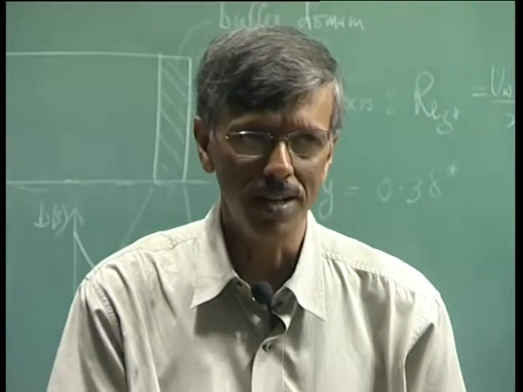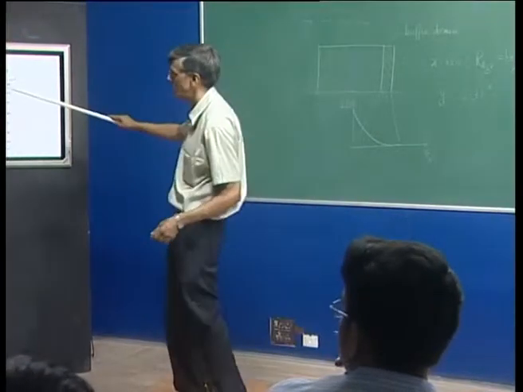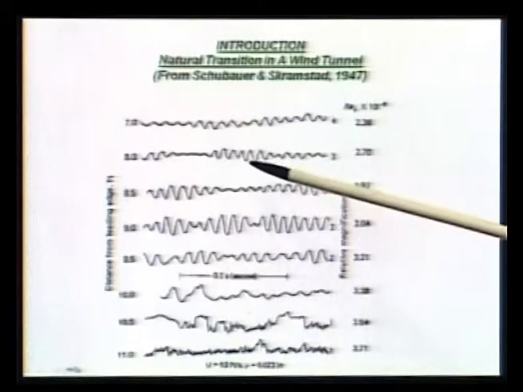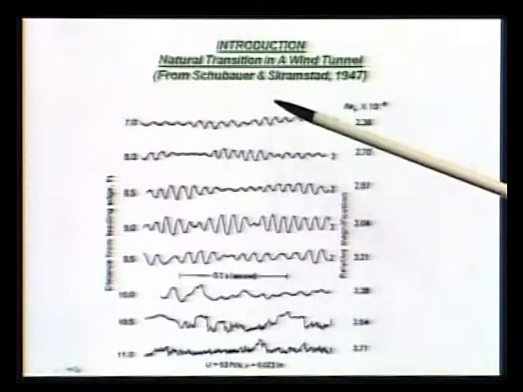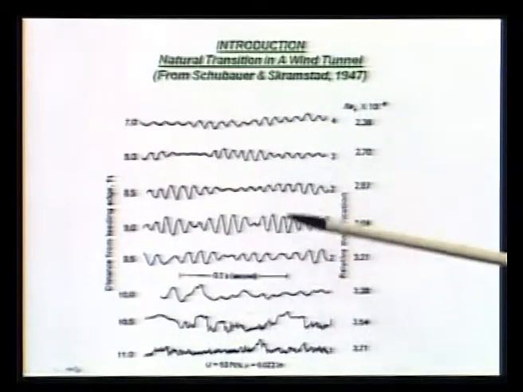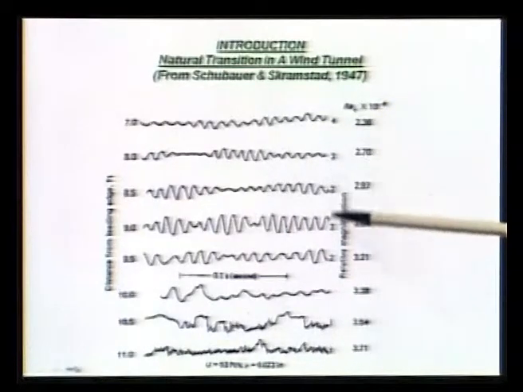But when you look at real flow, this is what actually happens. You do not see a monochromatic wave, do you? You do not see it at all. You see the sequence of events going like this, but then what you also see is the progression of the growth of the disturbances with streamwise distance. And these are the magnifications with which these solutions are shown.